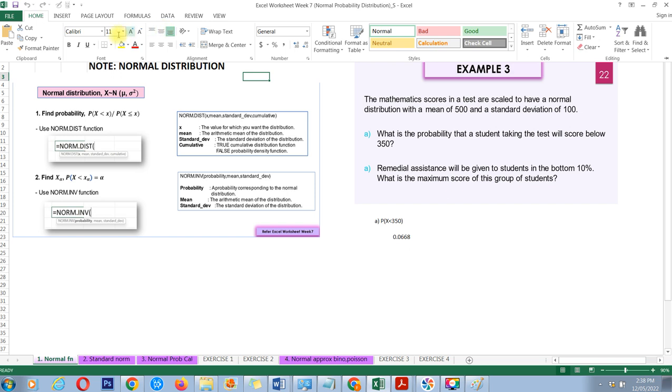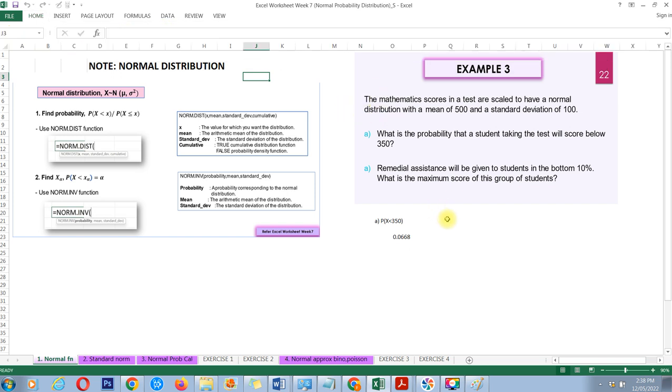Okay, so we identify what is mu here. Mu is mean, 500. Standard deviation is 100. So less than this, you just directly put the x value. So mean value and then standard deviation, cumulative. 350 is x, and then 500 is the mean, 100 is the standard deviation. So why is it true here? Because true is the cumulative distribution function, because of this. Okay, boleh?